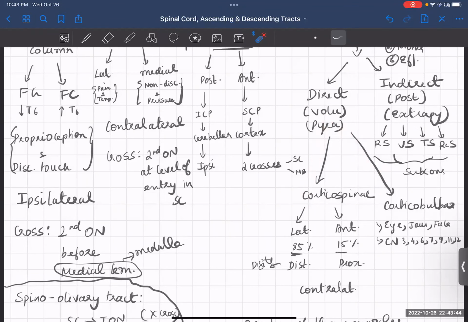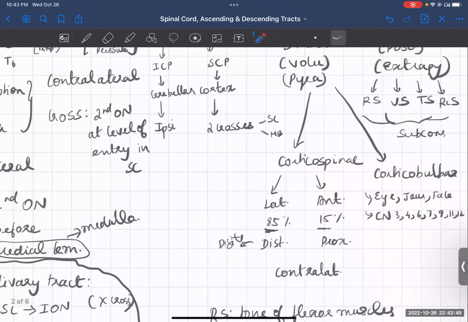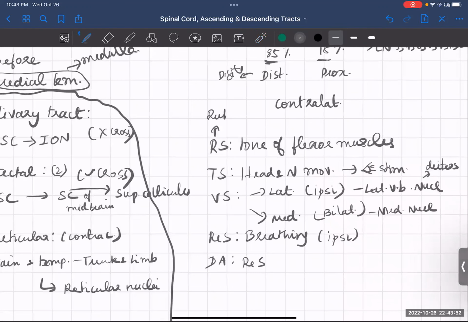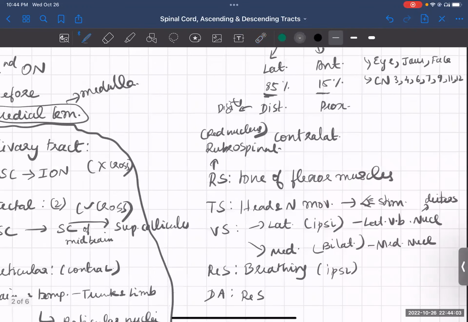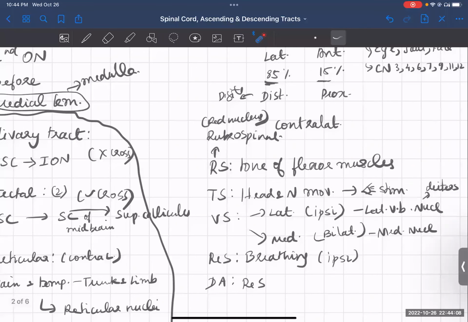Whereas the indirect one is subconscious and you have four major tracts for it. I've explained them down below. First is your rubrospinal. Let me write it down. Rubrospinal. Rubro means it starts from your red nucleus. So rubrospinal starts from your red nucleus and it controls the tone of flexor muscles. For flexor muscles, as an example, you can take your biceps. Triceps is the extensor of your biceps. So basically, rubrospinal tracts are going to control the tone of flexor muscles. It's just going to control the tone, not the entire flexion itself. So that is why it is subconscious.